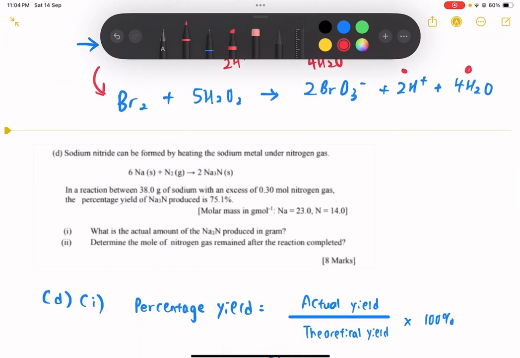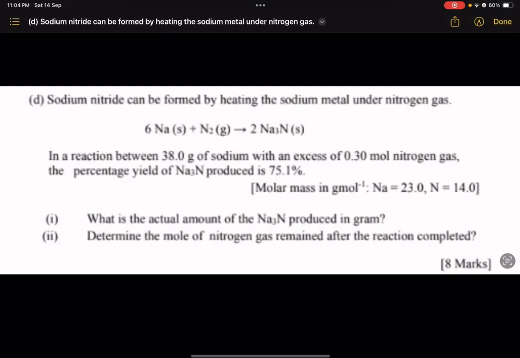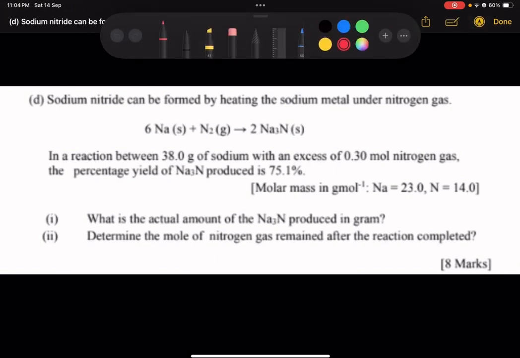Okay, so for the last question, D, sodium nitride can be formed by heating sodium metal under nitrogen gas. Okay, this is the equation. So it states that here 38.0 gram of sodium with an excess of 0.3 mole nitrogen gas. The percentage yield of Na3N produced is 75.1%. Okay, so first Roman, what is the actual amount of Na3N produced in gram?